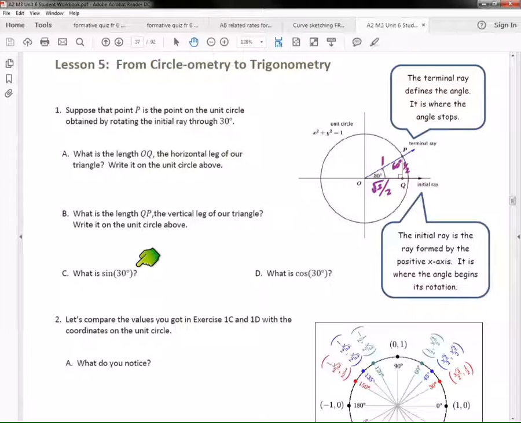Now let's go over to this. What is sine of 30 degrees? Now you have to understand that these questions assume that you know that sine equals opposite over hypotenuse. You guys remember that? Sine of theta equals opposite over hypotenuse. There's that famous acronym, SOHCAHTOA.